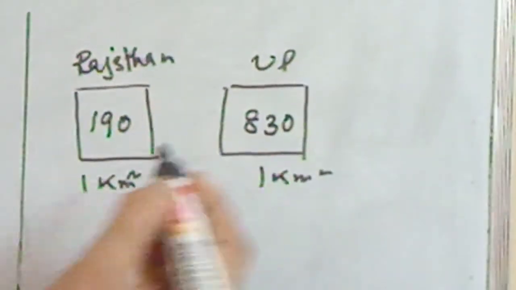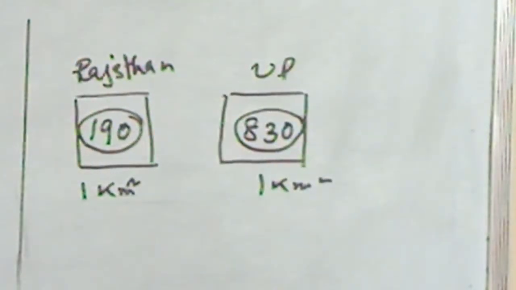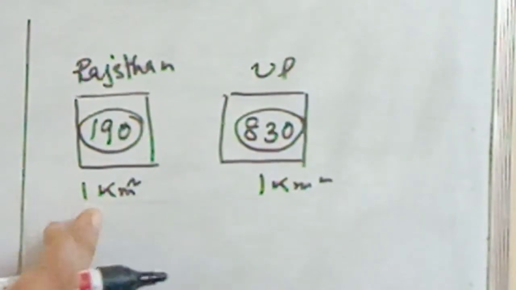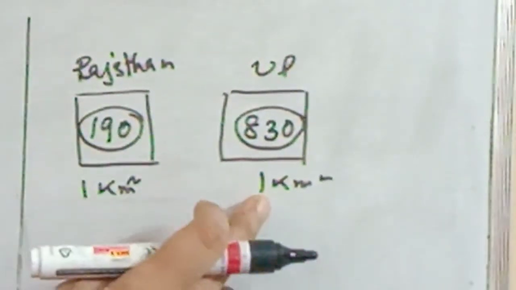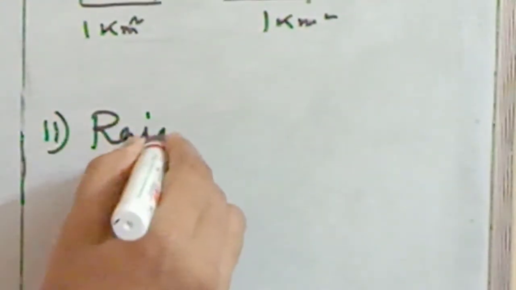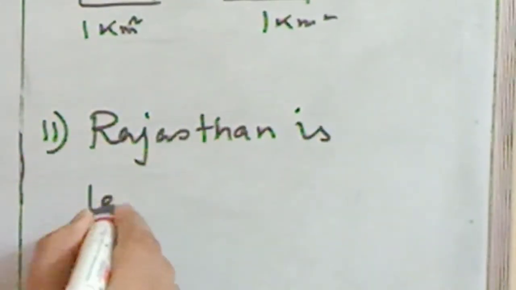Now easily you can say where the population is more and where it is less. So which state is less populated? By seeing this you can easily say that per kilometer square here is 190 people, and per kilometer square there is 830 people. Therefore Rajasthan is less populated.